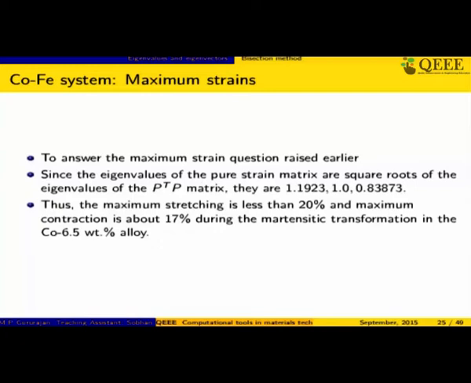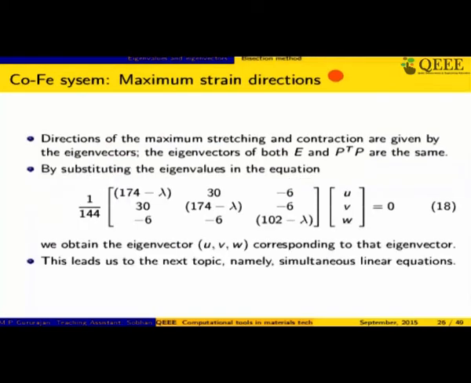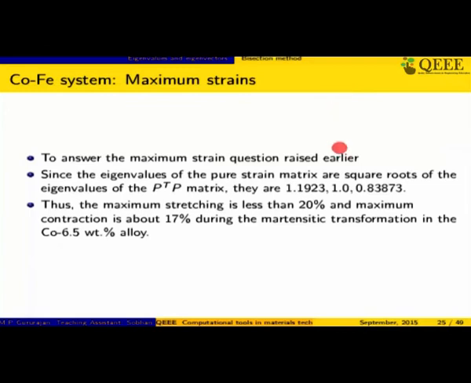So you get the values 1.19, 1 and 0.8, which means maximum stretching is about 20%. Maximum contraction is about 17%, during the martensitic transformation. So by looking at the eigen strains, you can answer questions like this. Of course there is a question of maximum strain directions, but I think this will be a good time to stop.